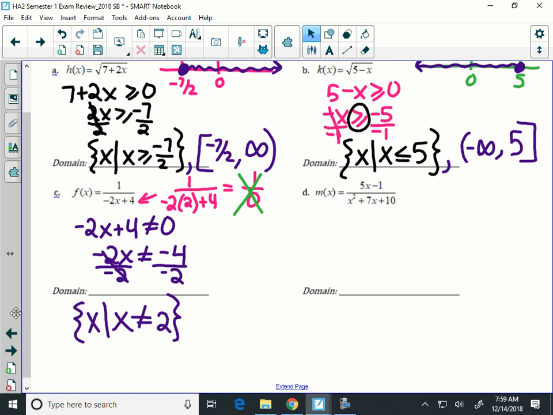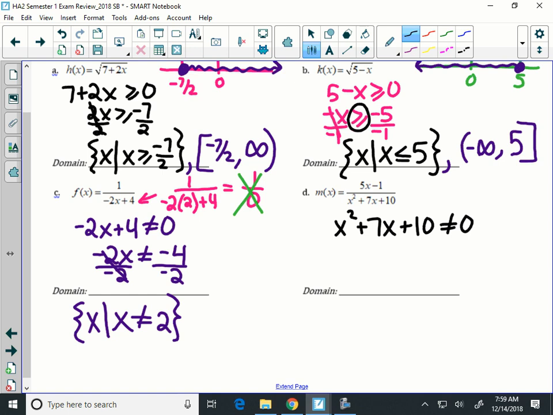D is very similar. We have the denominator of x squared plus 7x plus 10. That denominator is not allowed to be equal to 0. Now, we've recently done this in our solving quadratics unit. To solve this quadratic here, you have to use the zero product law, which means you have to factor. This is a trinomial with leading coefficient of 1, so I can go ahead and jump to factored form. I need two terms that multiply to 10 and add to 7, which are going to be +5 and +2.